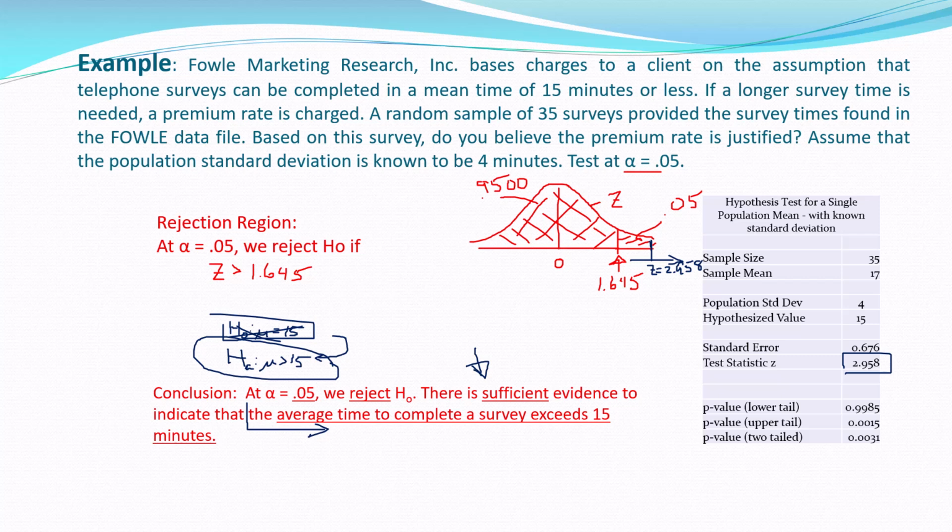That's what a test is. It's 4 steps. Identify the null and the alternative, find the test statistic on the printout, get the rejection region, state your conclusion. Rinse and repeat. Let's take a look at another example.